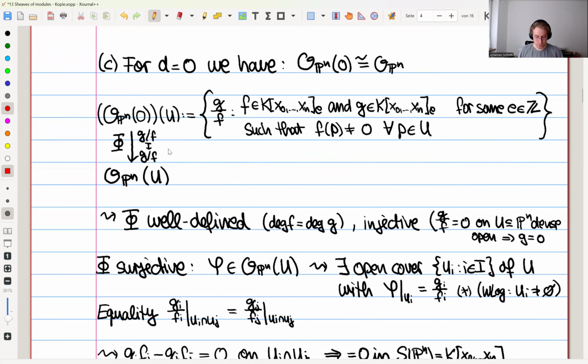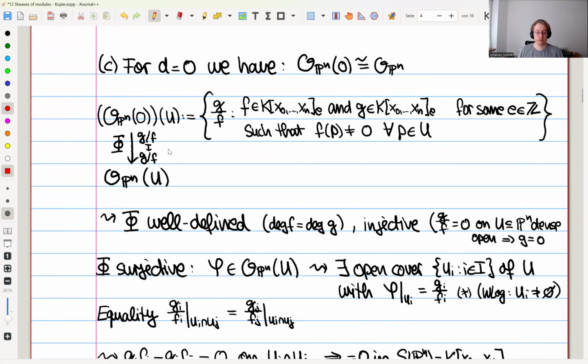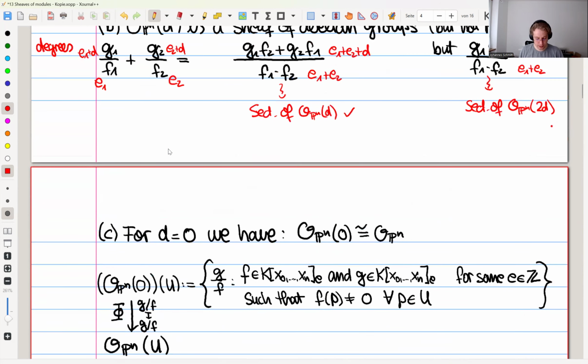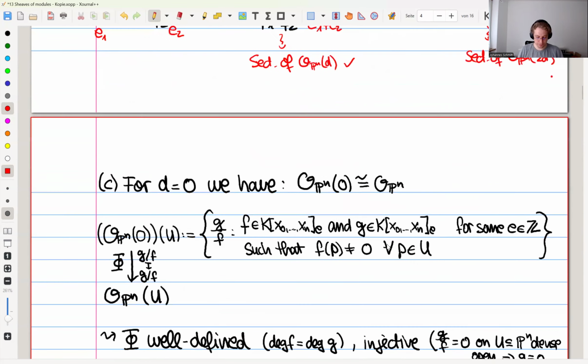Okay, so what we have learned so far is that we have all these sheaves of abelian groups, and for d equals 0, we get back the structure sheaf.